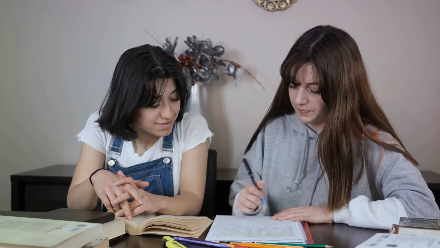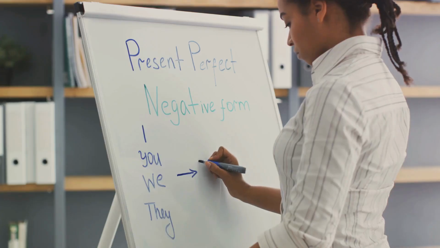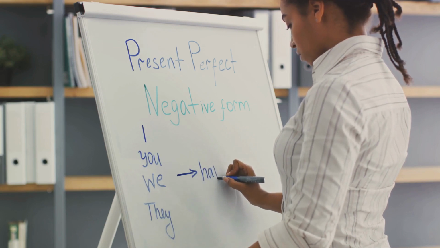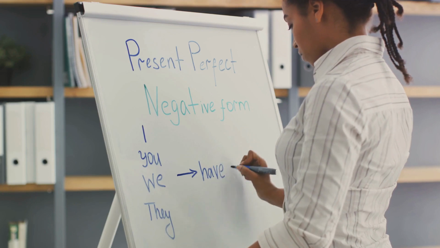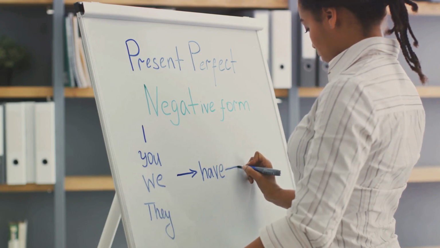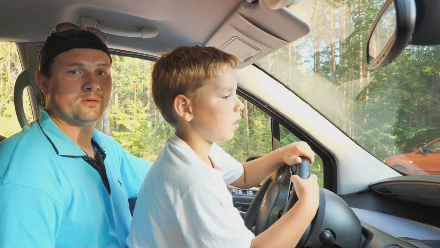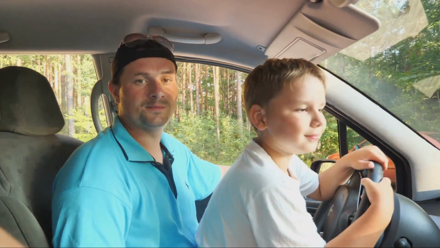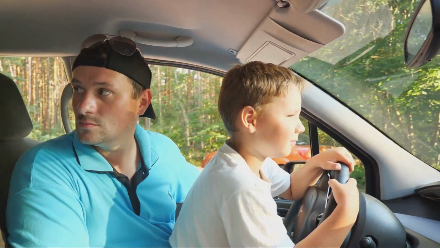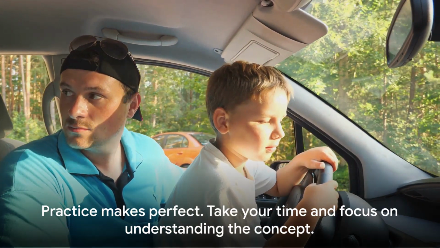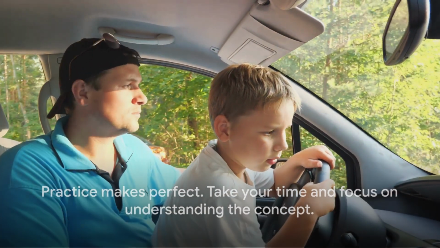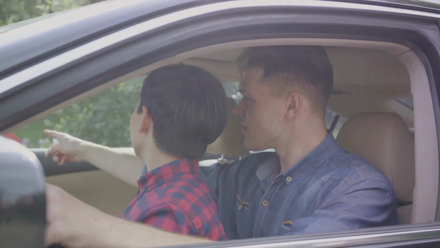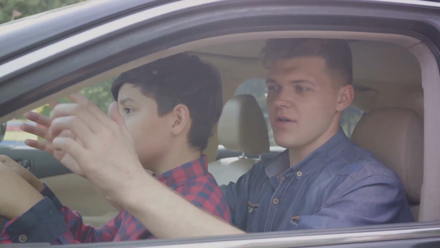Take, for example, the sentence, "All of my books have been read at least 2 times." Here, have been read is the verb phrase. But is it an action, linking, or being verb? That's for you to figure out. Let's try another one. "Dad will be driving us to ball practice." Here, will be driving is the verb phrase. But again, is it an action, linking, or being verb? Remember, practice makes perfect. So, take your time and focus on understanding the concept. By the time you're finished, you'll be an expert at identifying and categorizing verb phrases.